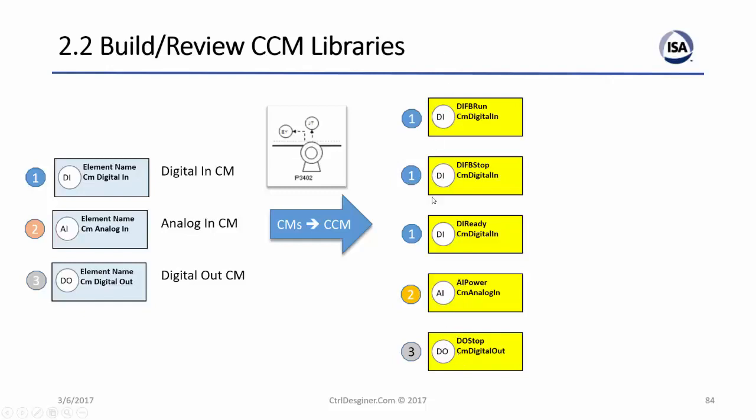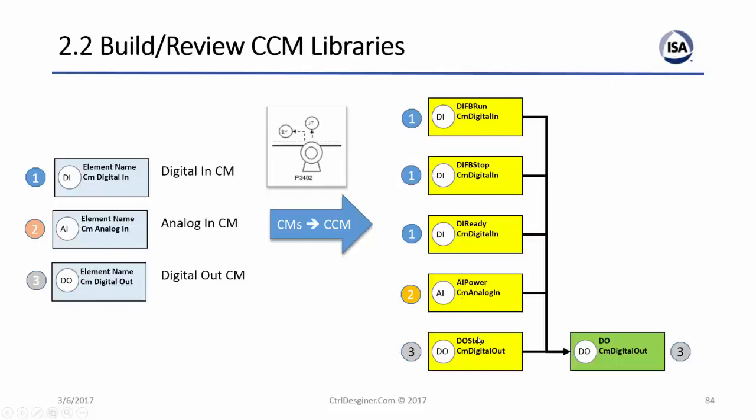Now we use three different types of CM, but we use them three times here, once here, once here. Now, if we send all of this information to our root tag, which is a DO, again, we are using all of these CMs and putting them together in an environment that I call a complex CCM.